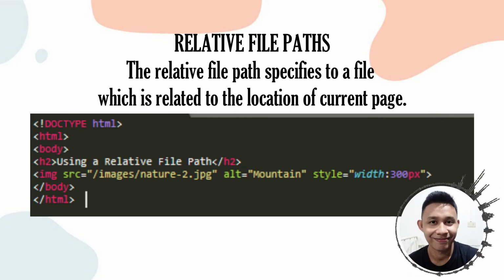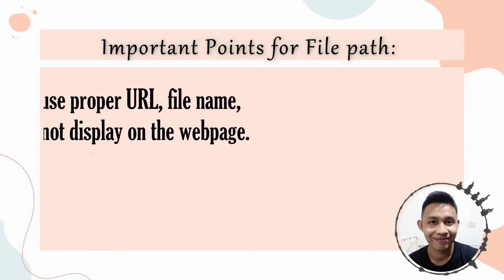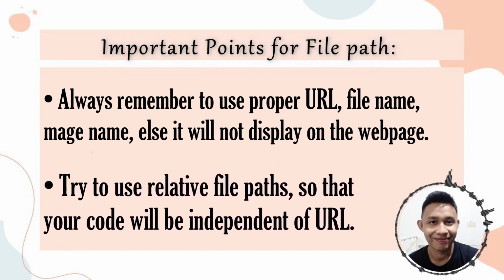Relative file paths. The relative file paths specify a file which is related to the location of current page. The important points for file path. First, always remember to use proper URL or uniform resource locator, file name, image name, else it will not display on the web page. The second one is try to use relative file paths so that your code will be independent of URL.